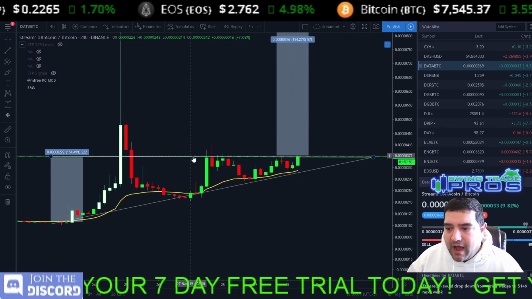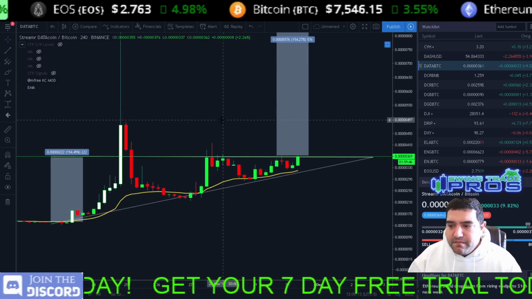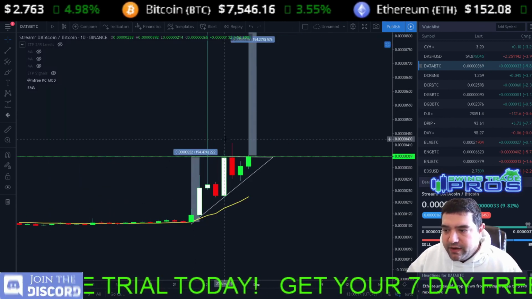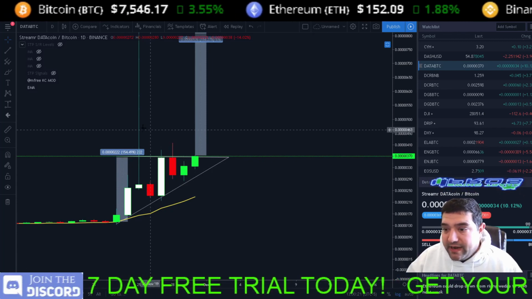So I drew this triangle from here because this to me just looks like where the trend will continue, okay? And on the daily time scale, I already kind of went over it. We are about to break out of it, and in fact, we are breaking out of it right now.